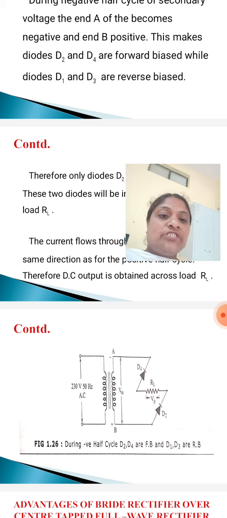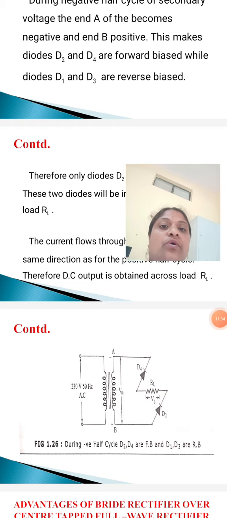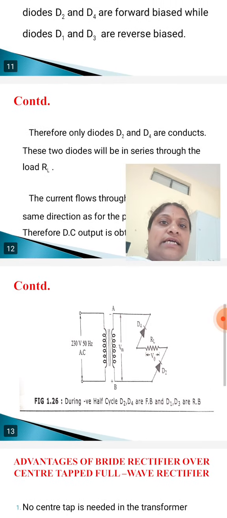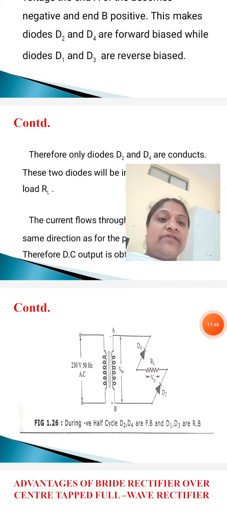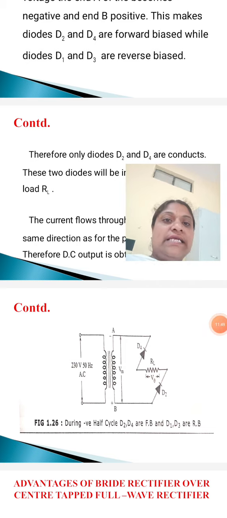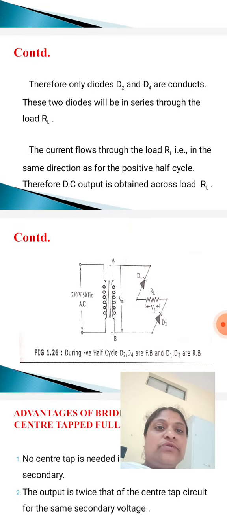What about D3? Positive is connected to the cathode of D3, so positive is connected to negative. That's why it is reverse bias. This makes only diodes D2 and D4 forward bias, while D1 and D3 are reverse bias. Therefore, only diodes D2 and D4 act as closed switches and conduct current. These two diodes will be in series through the load resistor.